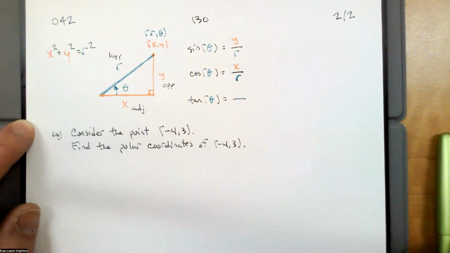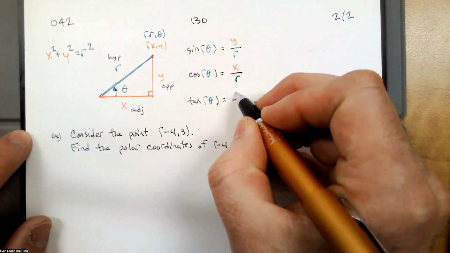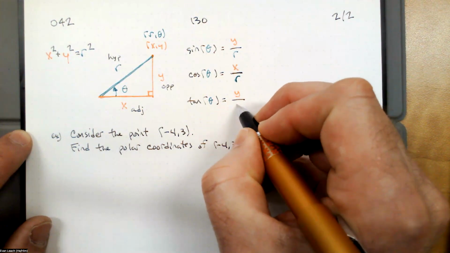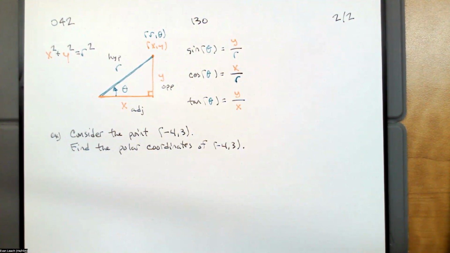X is adjacent, r is hypotenuse, so cosine of theta is x over r. Tangent of theta is what in terms of x, y, and r? Y over x, opposite over adjacent. We also have x, y, and r related with the Pythagorean theorem: x squared plus y squared is equal to r squared.